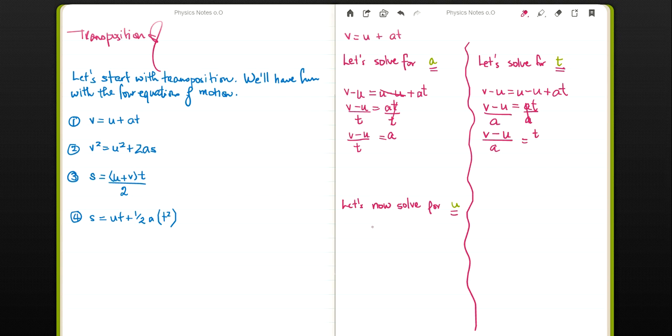Cool. Now we want to find just u. So we're going to say v is equal to u plus at. I just felt like writing out the whole thing, and we're looking for u. Since we have a plus here and it's all multiplied, we can treat this as one number, because it's just like 3 times 2, which would be 6. So we can say v minus at is equal to u. And that's pretty much it for this one.